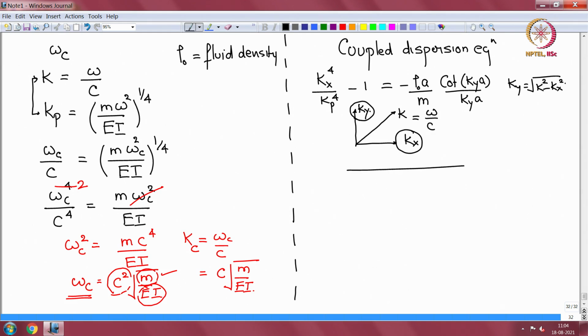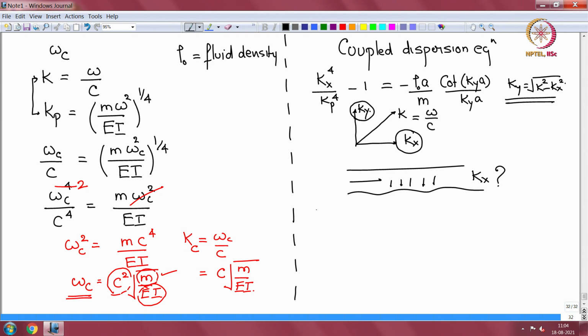Top is rigid, bottom is flexing, and there is a fluid. So, fluid is interacting with the structure, structure is interacting with the fluid, and therefore, kx is now actually unknown, we have to find that, and kx is related to ky through this. So, we have to find that out. Okay. Anyway, that is the equation.